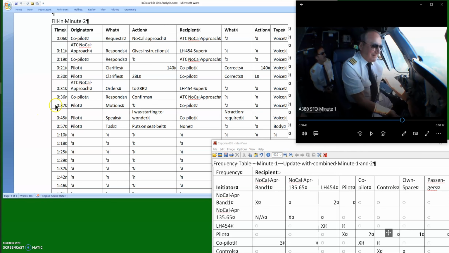Okay, so the co-pilot confirms the new routing to 28 right, and the pilot motions. So that's a non-verbal communication, exasperation I guess would be the best way to describe it. And then the pilot again speaks, "I was starting to wonder," to the co-pilot. No action required on this, just a comment. And then let's get the last one.